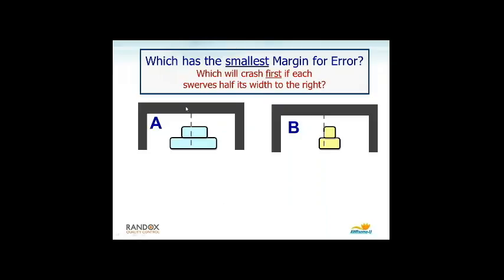Which one of these cars, if this is a car going through a tunnel, the tunnel represents your medical goals. If you move half your distance to the right, which one's going to crash first, the wide one or the smaller one? And this time, it's the wider one. This would represent a method with wider imprecision.